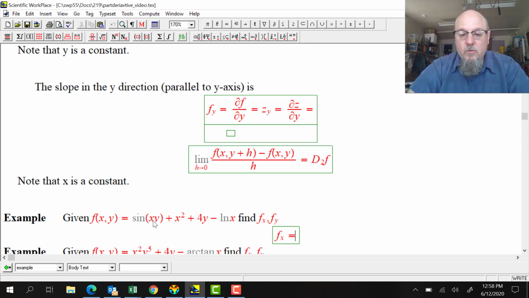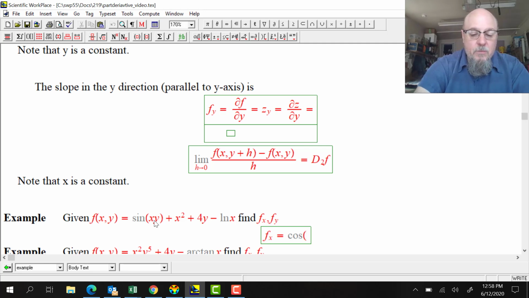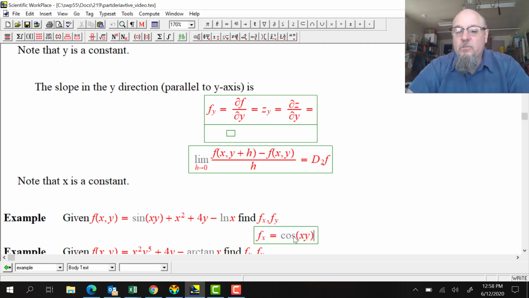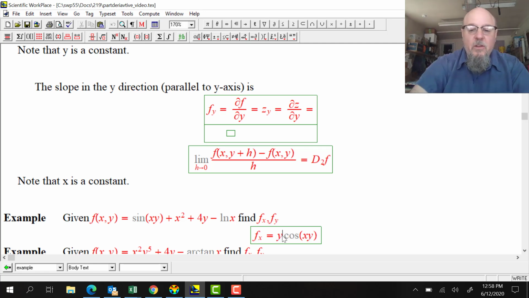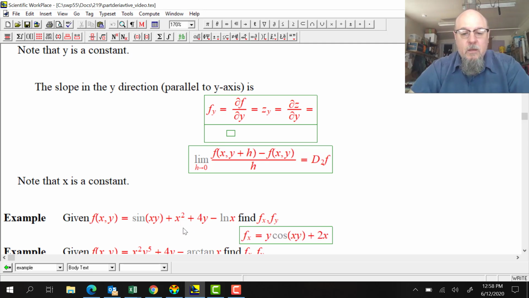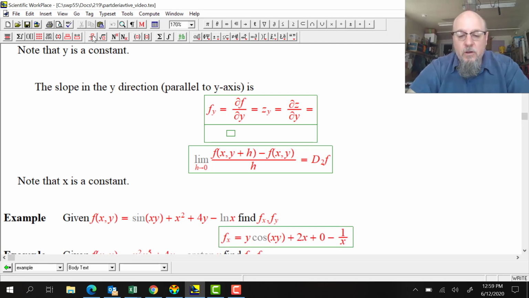So here I'm going to do chain rule. Derivative of the outside: derivative of sine is cosine, leave the middle alone, and now, chain rule, times the derivative of what's inside. What's the derivative of xy? Y is a constant. If it was 7x, the derivative would be 7. It's not 7, it's y. 7 is a constant, y is a constant when we're differentiating. Now, the derivative of x squared, 2x. The derivative of 4y, 0, because y is a constant. So the derivative of a constant is 0. The derivative of ln x, 1 over x. So here's our first order partial. There's a formula that gives me the slope in the x direction at any xy point.